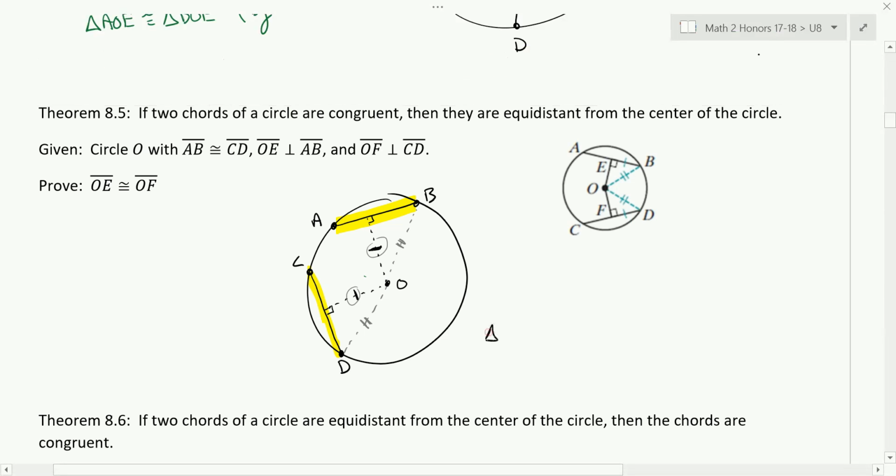Why is triangle, let's call this point F here, point E. Why is triangle FOD congruent to triangle EOB? Anybody know?